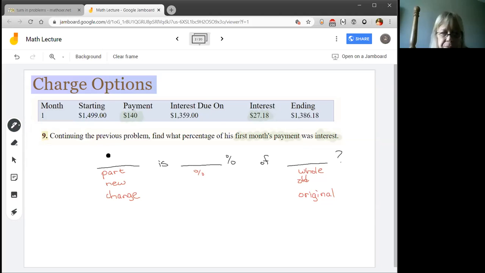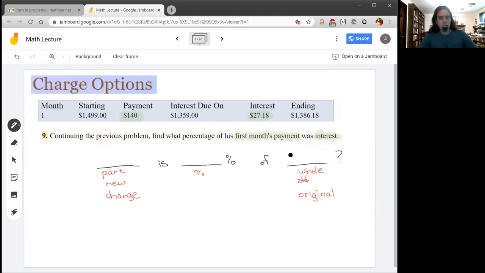140. No, the whole, the big one is going to be over here, and the part is going to be over here. And the percent is the thing we don't know. Does it make sense now that you see it? This amount of interest is what percent of the whole payment.